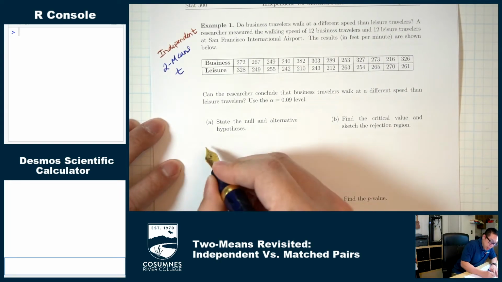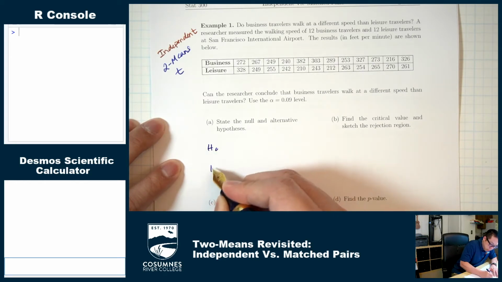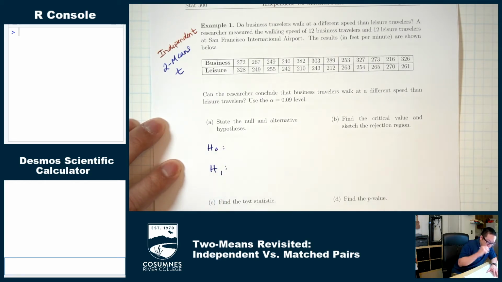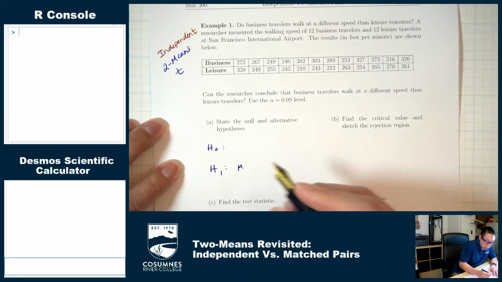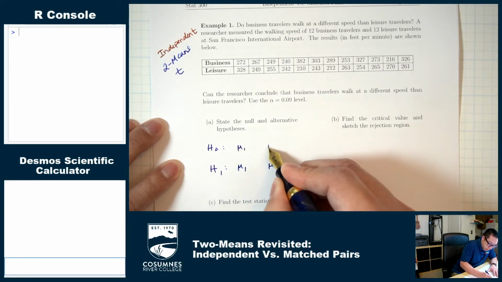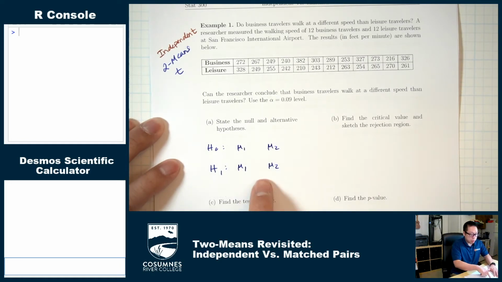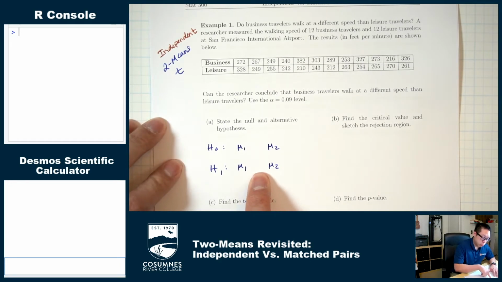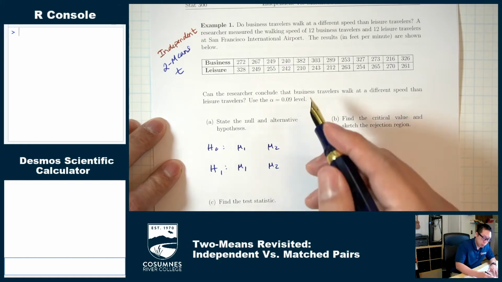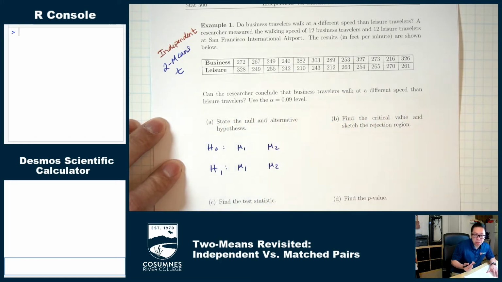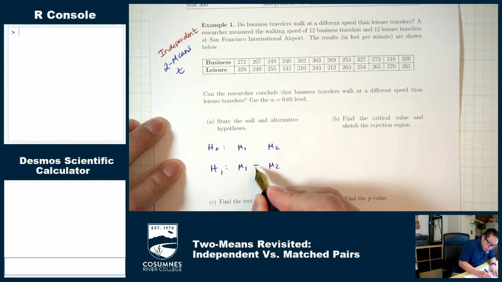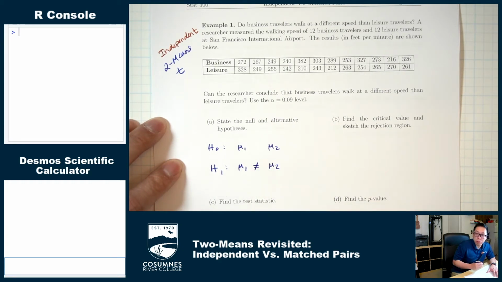Okay, so this is the same as before. We're talking about means and we're talking about two means. So we should be using the correct symbol for means, which is mu. And there's two of them, so there's mu1, mu2. And what's the symbol that goes in the middle? We want to show, can the researcher conclude that the business travelers walk at a different speed than leisure travelers? So differs is a not equals. And then H0 always has an equal sign.